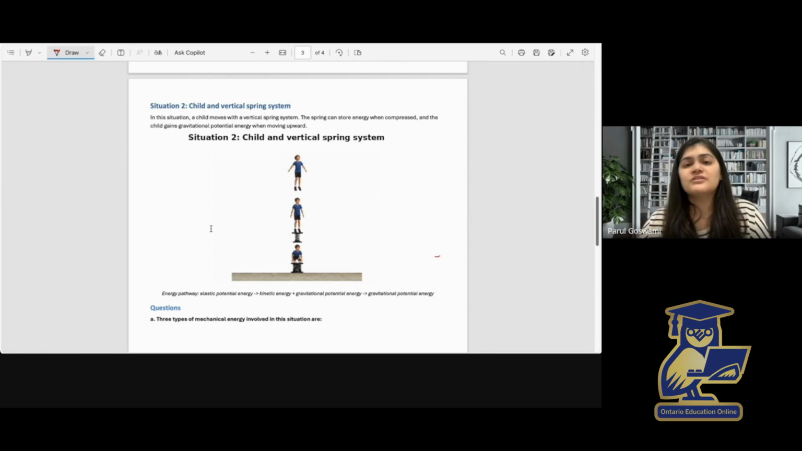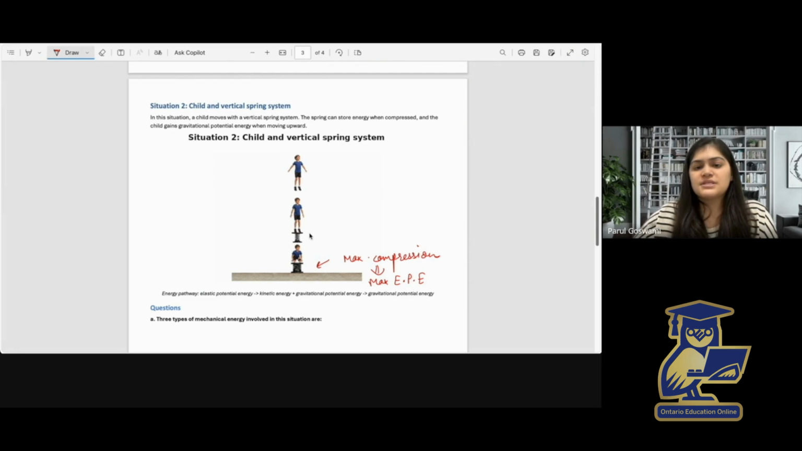At the beginning, when the spring is compressed the most, the spring stores maximum elastic potential energy. So here you can see it is compressed the most. So maximum compression in the spring means maximum EPE is stored. So here we have maximum elastic potential energy in the beginning. Now when the spring pushes the child upward, elastic potential energy is converted into kinetic energy and GPE.